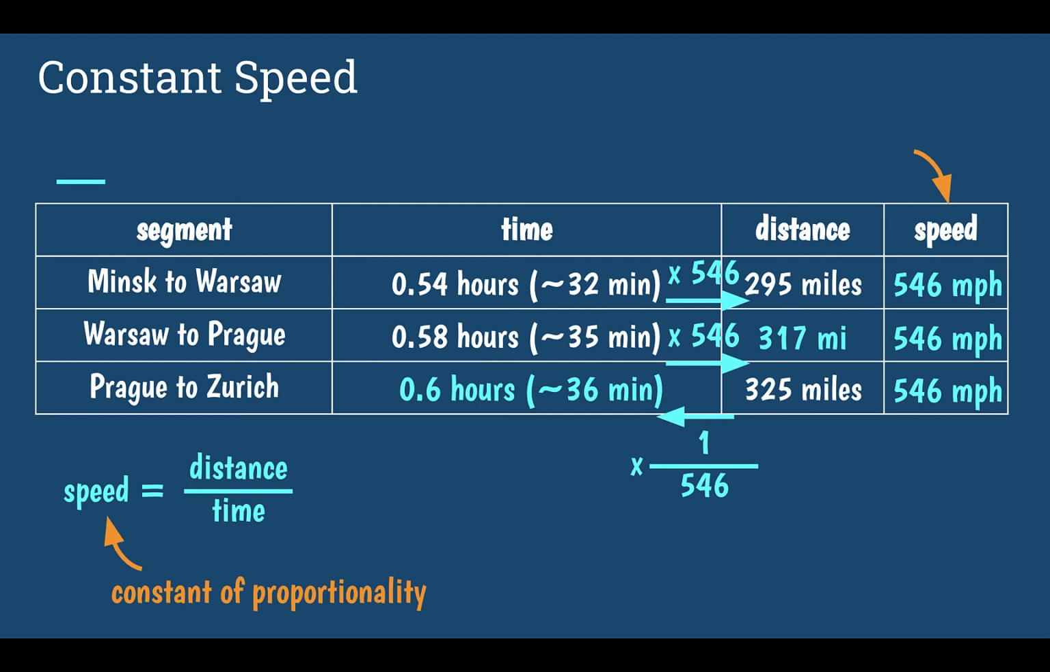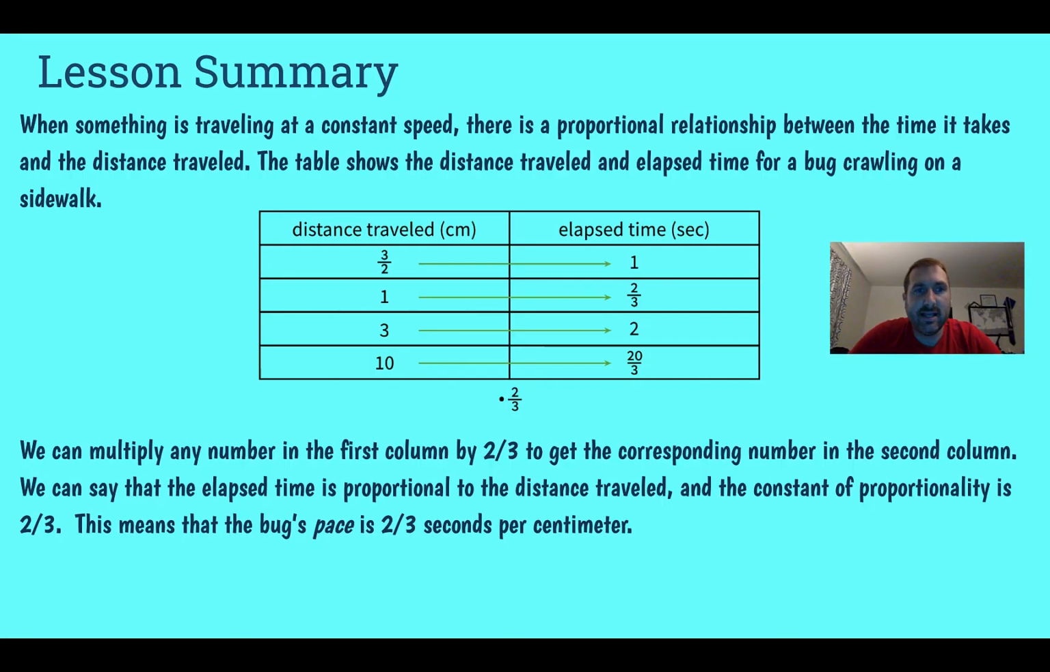So if we want to figure out our time that it takes or our distance, our speed ends up being our constant of proportionality. And again, to figure that out, we just take our end divided by our start, and we can figure out our constant of proportionality. So in this lesson, we learned that if something's at a constant speed, there's a proportional relationship between the time and the distance. Okay, so here's a lot smaller example of a bug crawling on a sidewalk.